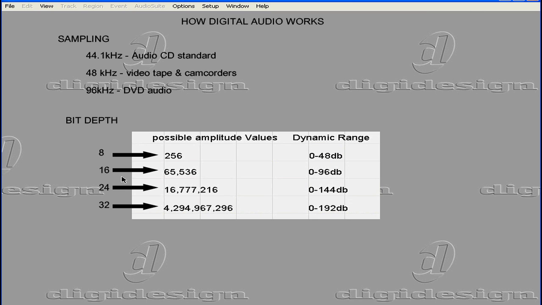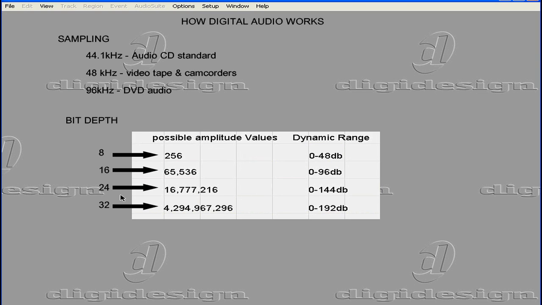16-bit depth gives you significantly more amplitude values. 2 to the power of 16 is 65,536. 16-bit depth gives you a dynamic range from 0 to minus 96 decibels, so your pianissimos will be really quiet and your loud sections will be really loud. 16-bit depth is CD quality, and the recordings you export from Pro Tools onto an audio CD should be at this bit depth. 24-bit depth recordings won't play on standard CD players.